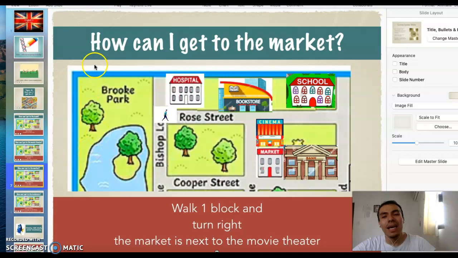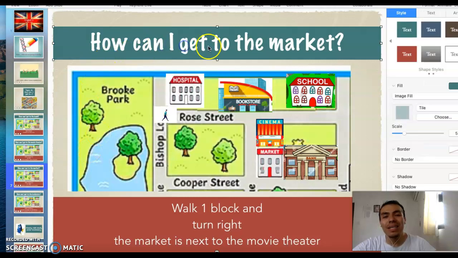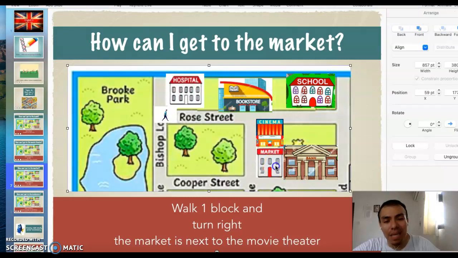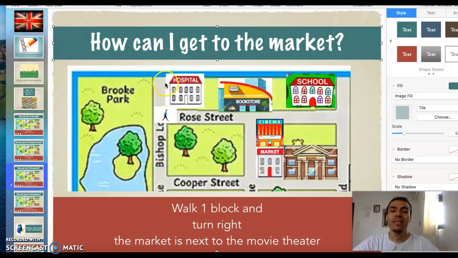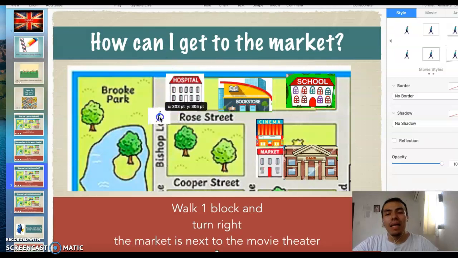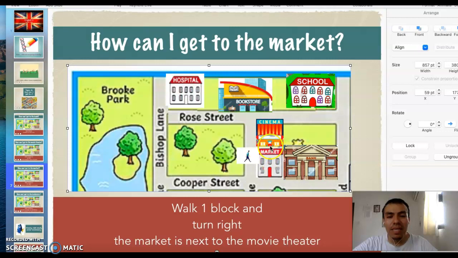Number 3. How can I get to the market? But the position of the person in this situation changed. The market is here, the person is here. Okay, how can I get to the market? So let's pay attention to the situation. In this situation is walk 1 block and turn right. Turn right. The market is next to the movie theater.